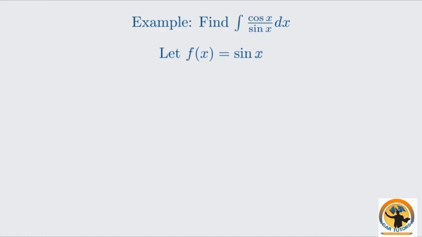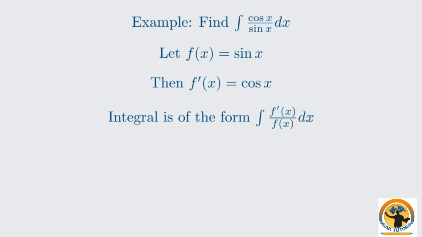Let's find the integral of cosine x over sine x. This is, of course, the integral of cot x. Here, our function f of x is sine x, and its derivative f prime of x is cosine x. The integral is in the exact form f prime over f. Therefore, we can immediately write the answer as the natural log of the absolute value of sine x plus c. This shortcut can save a lot of time.